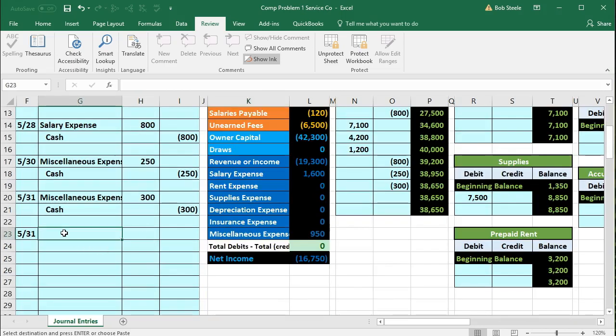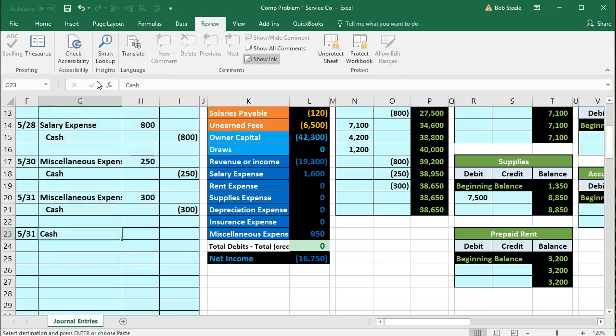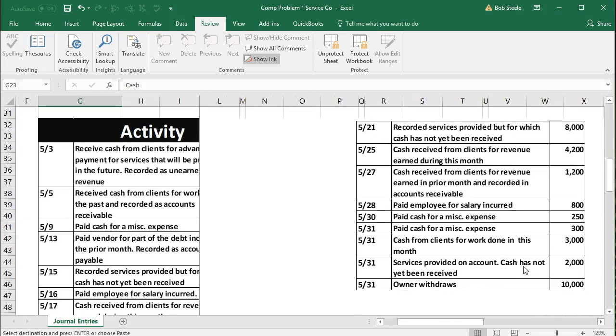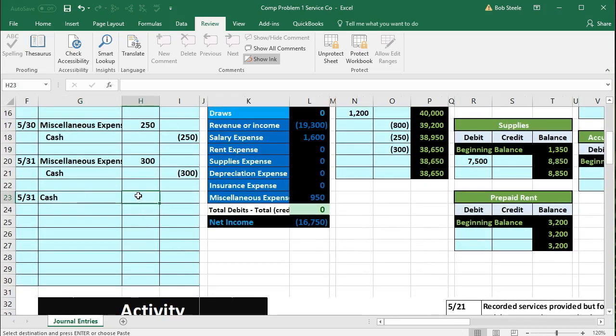We'll put that on top in cell G23. Right click and paste 123. Then we're going to put the dollar amount, which will be, in this case, $3,000. Scrolling back over, scrolling back up, debit 3,000 to cash. We're going to credit something. Now we just need to know what that credit will be.